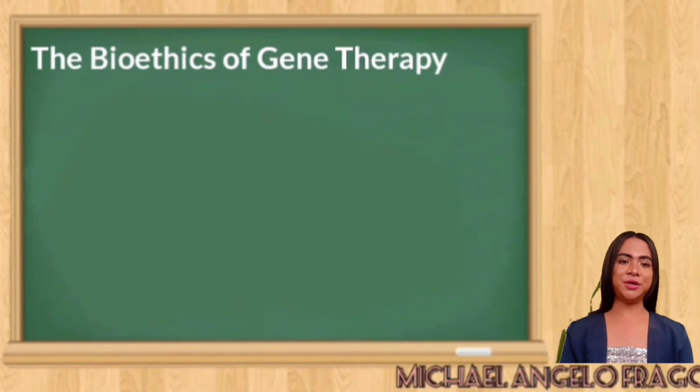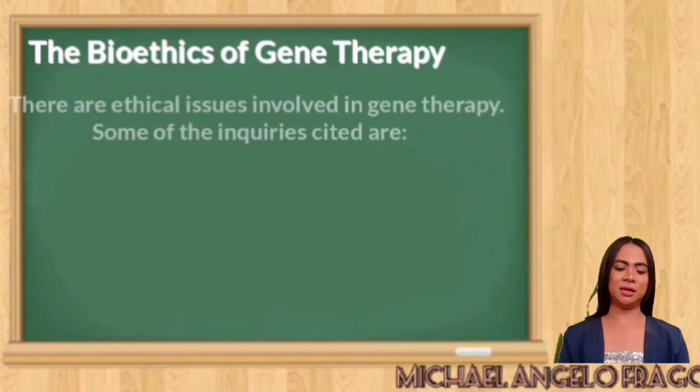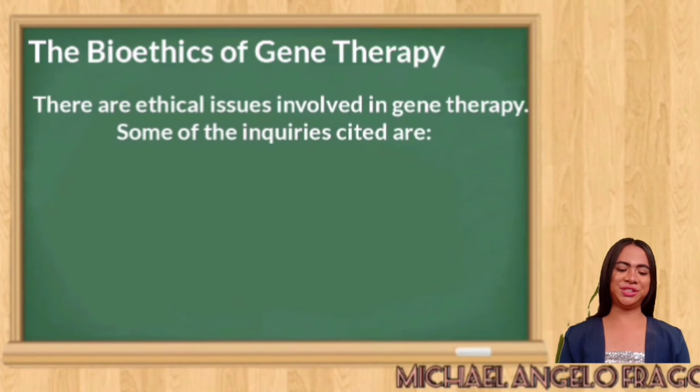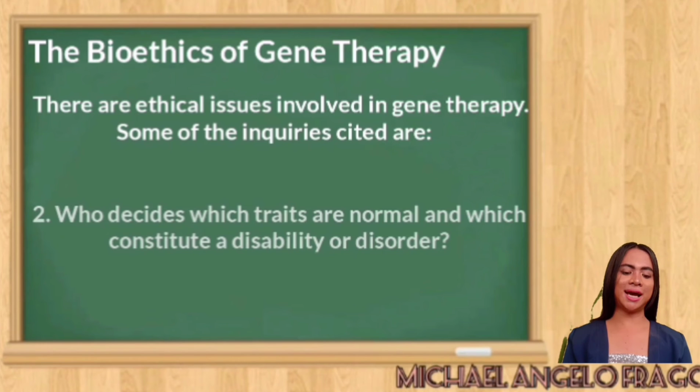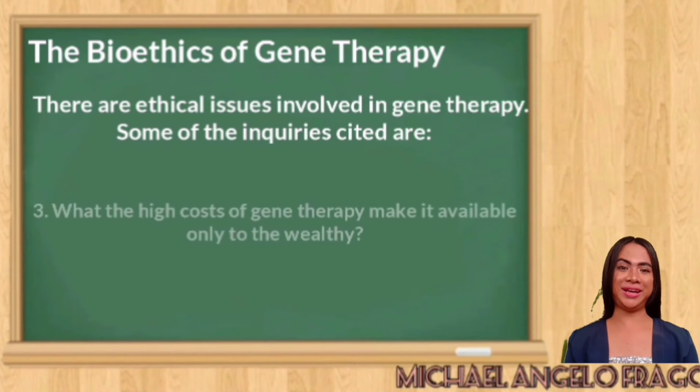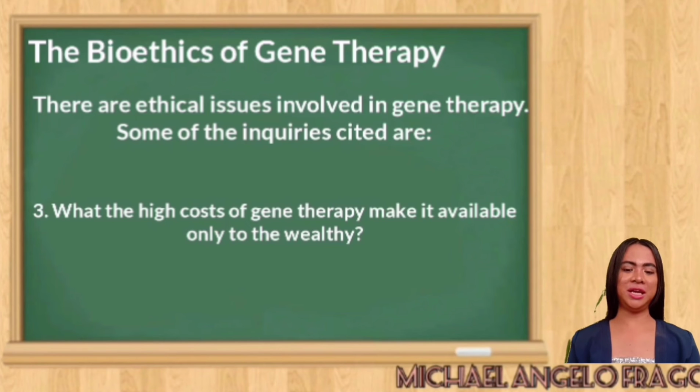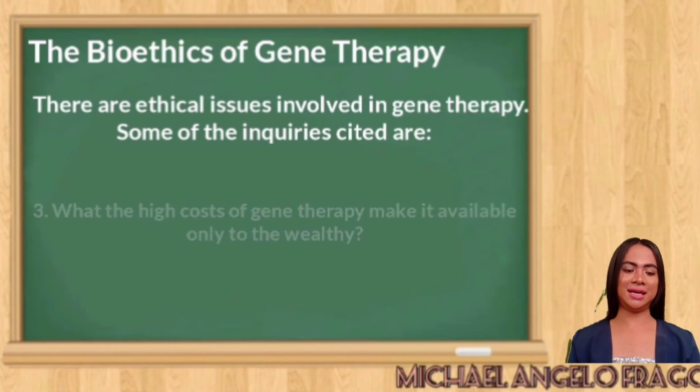Lastly, the bioethics of gene therapy. There are ethical issues involved in gene therapy. Some of the issues cited are: number one, how can good and bad uses of gene therapy be distinguished? Number two, who decides which traits are normal and which constitute a disability or disorder? Number three, will the highness of gene therapy make it available only to the wealthy?